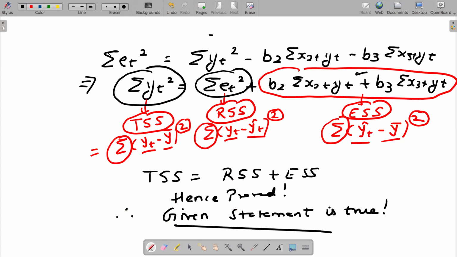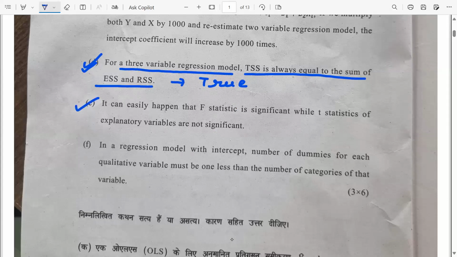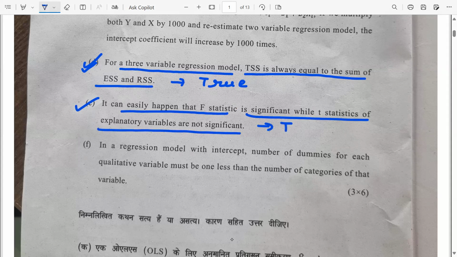Okay, so coming back to the question paper, let's look at part E. It can easily happen that the F statistic is significant while the t statistics for the explanatory variables are not significant. True. This happens all the time when we have multicollinearity.